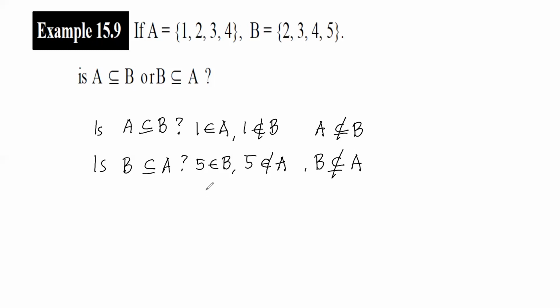Like I've said, in a subset, if given a set, all of its elements must be in the other set. Since here, is A a subset of B, not all elements of A are in B. So A is not a subset of B. Likewise, is B a subset of A? It's a no. B is not a subset of A because not all elements of B are in A. Okay?